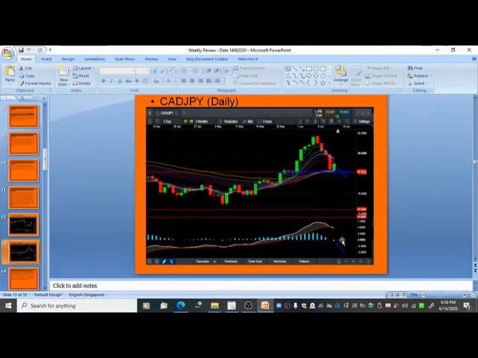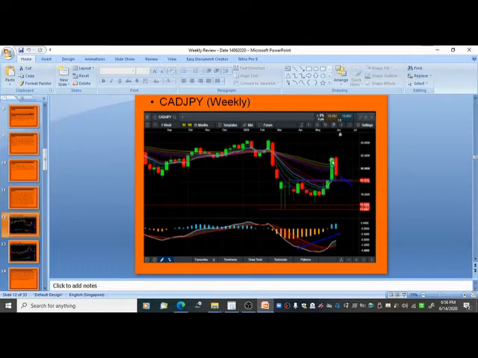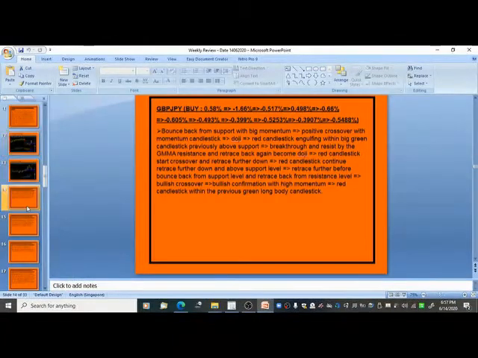Then the GMMA is still the same. Last week it seems like I had a reversal here from the downtrend. What it determined is that the closing level is above this long-term group here. Let's move to the next one, GBP JPY.